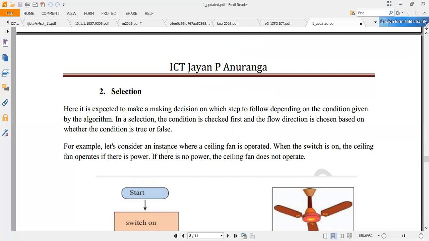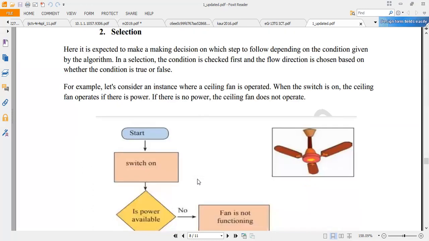is true or false. For example, let's consider an instance where a ceiling fan is operated. When the switch is on, the ceiling fan operates if there is power. If there is no power, the ceiling fan does not operate.